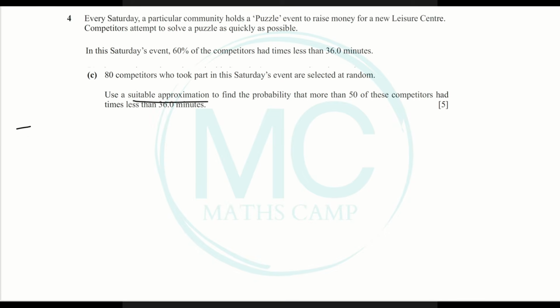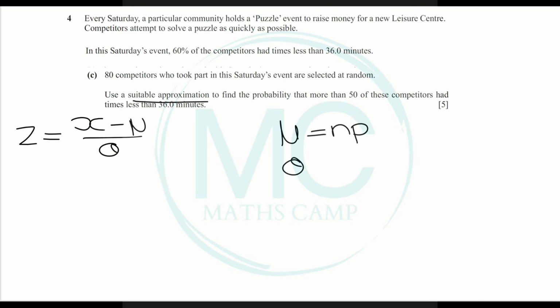For normal distribution, we use the formula Z is equal to X minus mu over sigma. To find the mean, mu, we use NP, and to find sigma, the standard deviation, we use NPQ under a square root. In order to find these values, we first need N, P, and Q.